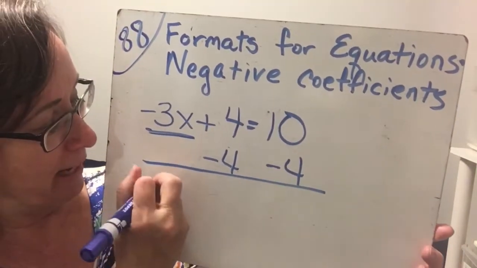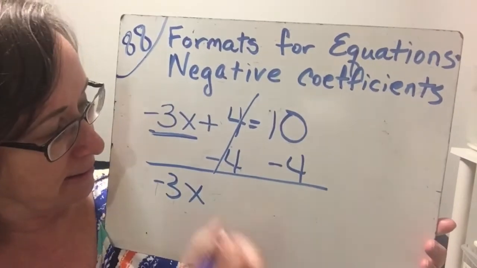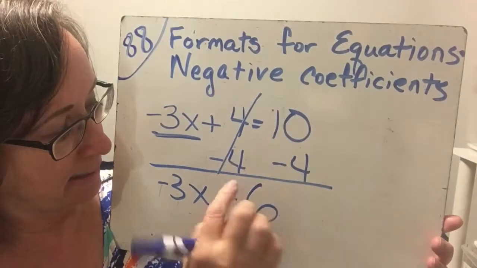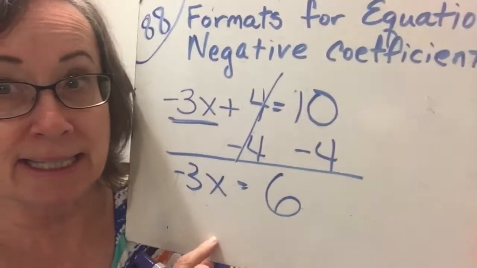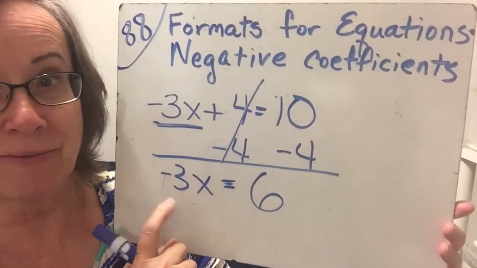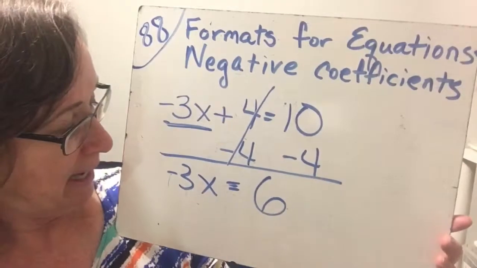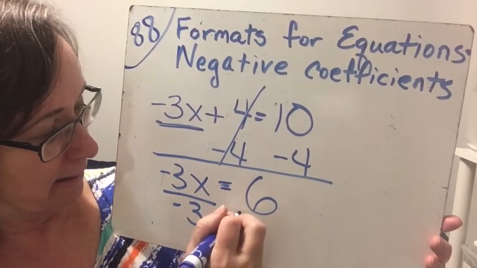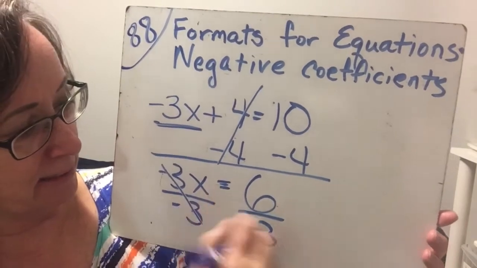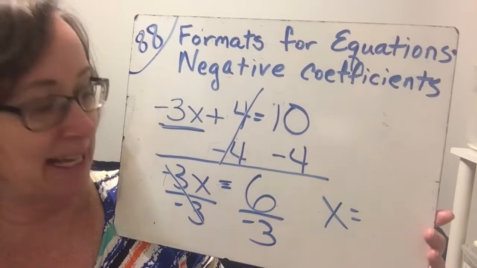So now we have -3x. The 4 and the -4 cancel. 10 plus a -4 is a 6. So our equation is simpler, okay? So now we could divide both sides by -3. That would work out just fine. And we would get 1x, or x, equals positive divided by a negative, which is -2.